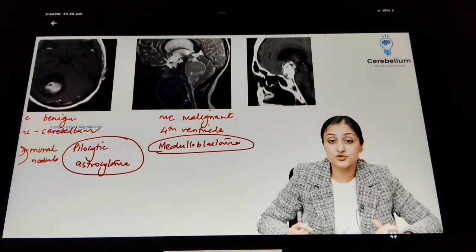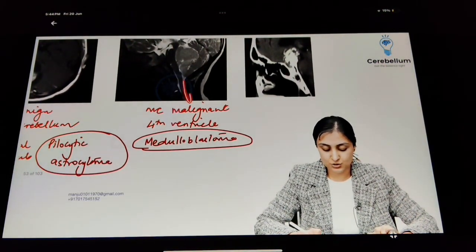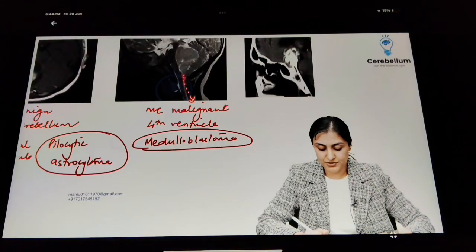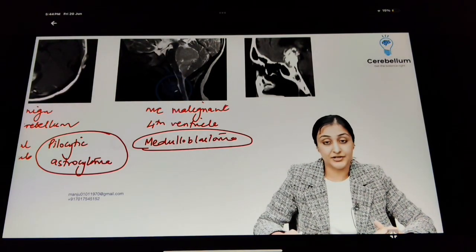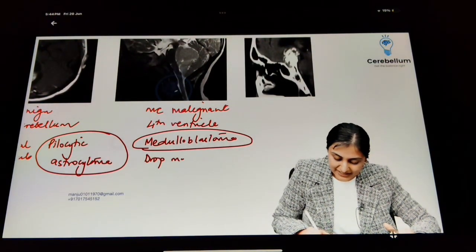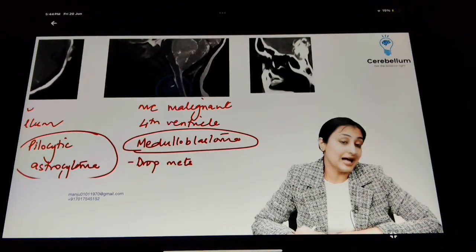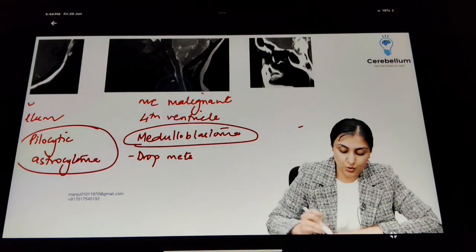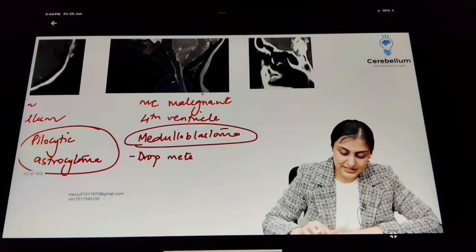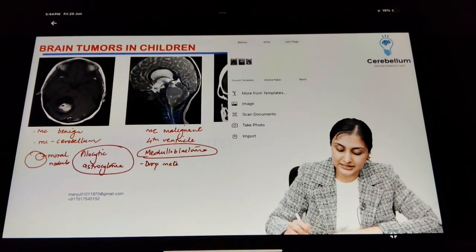It's a very aggressive tumor, and because of its location, it has access to the spinal canal. So what happens is the tumor drops, right? The tumor drops down and can coat the entire spinal cord, and that is what we call drop metastasis. So this can lead to drop metastasis, and very important, because of its high propensity to cause spinal and brain metastasis, this is one of the indications for giving prophylactic craniospinal irradiation.